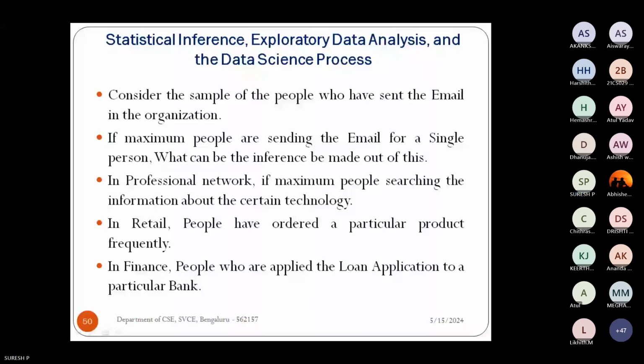In the professional network, if there is maximum information on a certain technology, because now there is a boom in big data, then maximum people in Google search or the professional network will be searching for big data. Whatever pages they have been using, any page you take will have a rank.